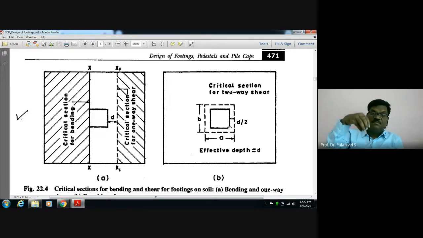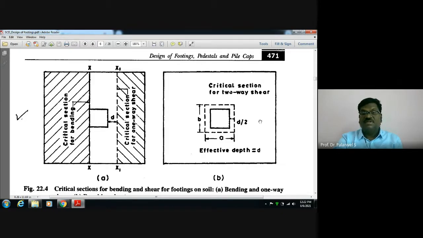Sometimes the mode of failure will be punching. The column will go inside. If sufficient thickness is not provided to the footing, it will fail by punching. I hope you understand. Okay, punching, piercing inside. That is why the critical section for punching shear is at a distance d/2 from the face of the column. So, all around the column at a distance d/2.